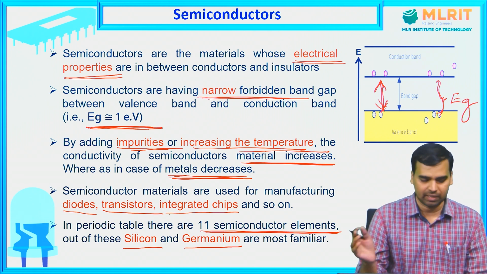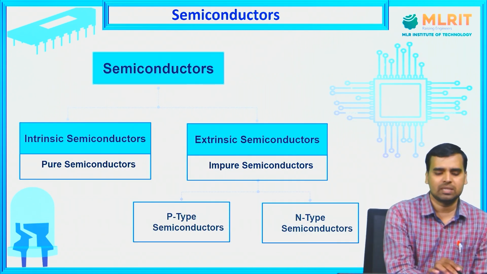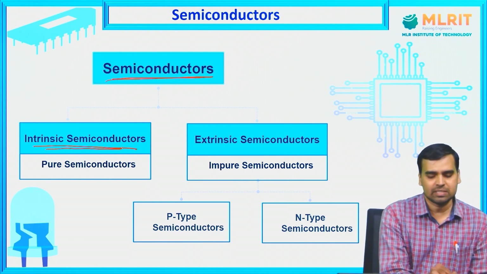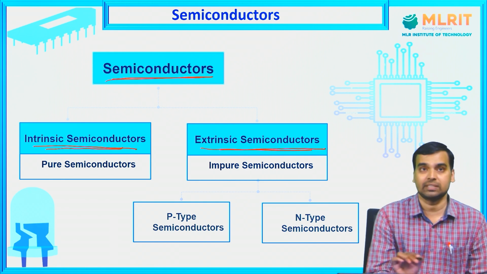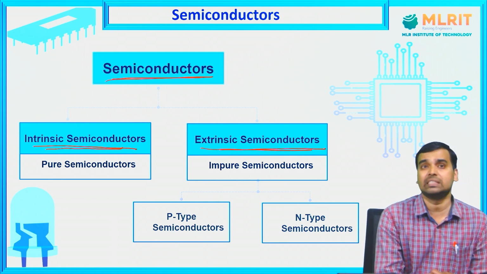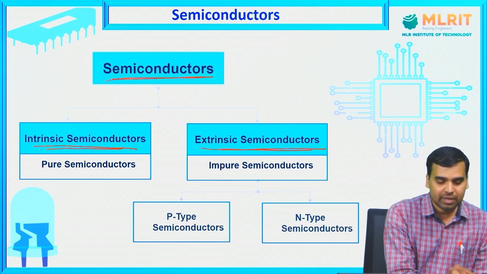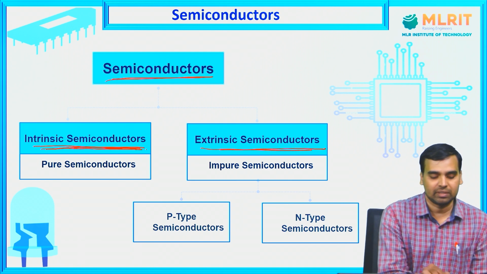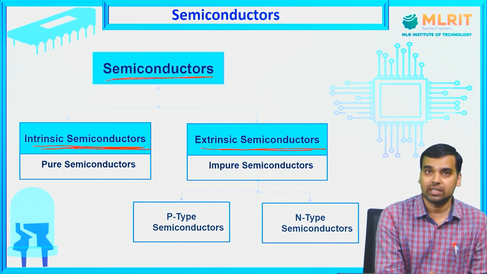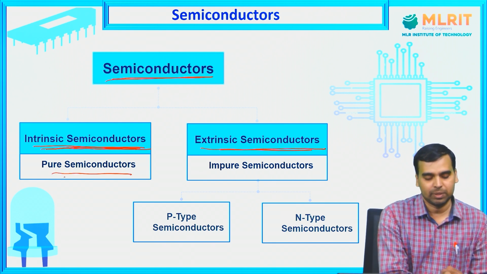I hope it's clear. Now, when it comes to the classification of semiconductors, basically semiconductors are classified into two types: intrinsic semiconductors and extrinsic semiconductors. Intrinsic semiconductors are those in which electrical conductivity exists due to both electrons and holes. In the case of pure semiconductors only, there exists electrical conductivity due to both electrons and holes. That's why intrinsic semiconductors are nothing but pure semiconductors.